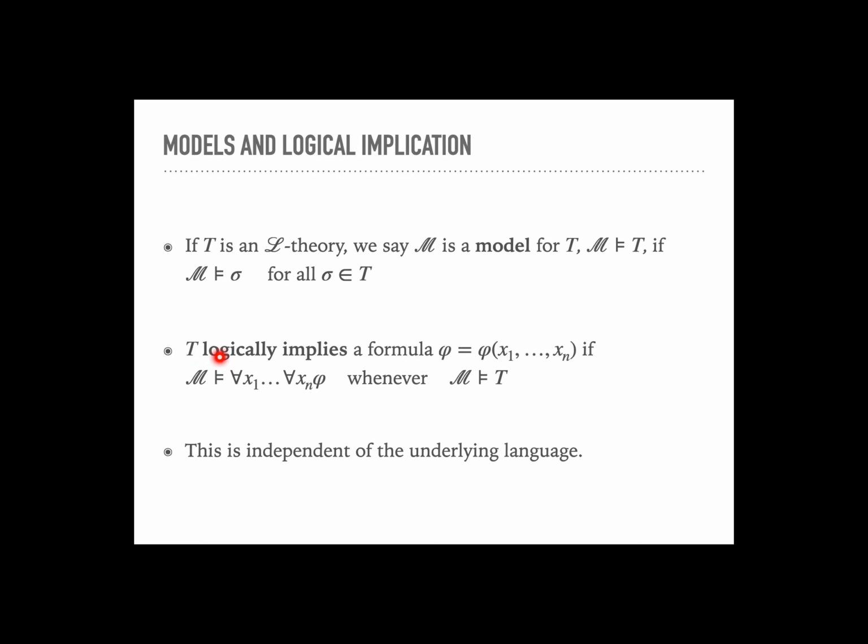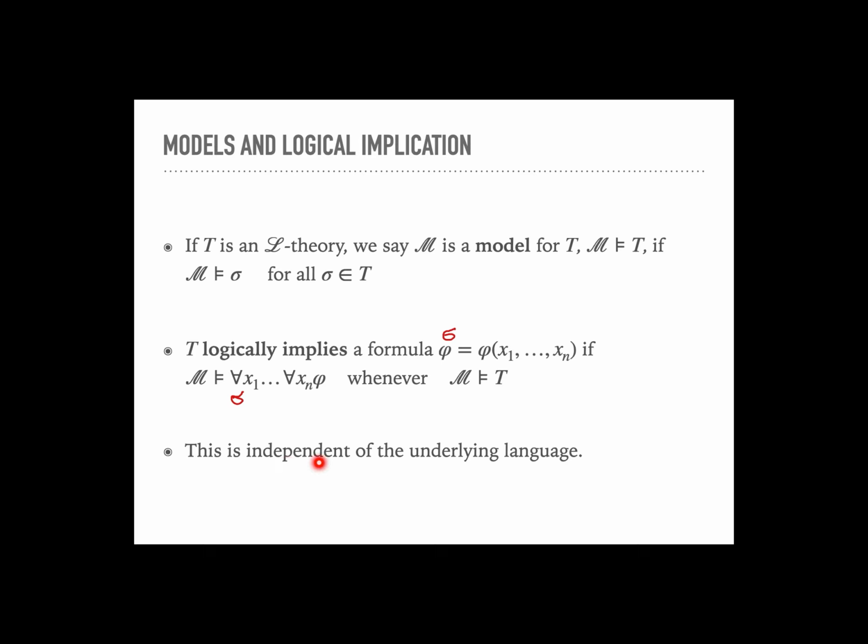And then we can define what it means that T logically implies a formula phi. That just means that whenever I have a model of T, that model also satisfies the universal closure of the formula phi. So whenever M satisfies all sentences in T, it also satisfies the universal closure of phi. Or if phi is already a sentence, you don't need to take the universal closure. So if this was a sentence, you would just write M satisfies sigma.